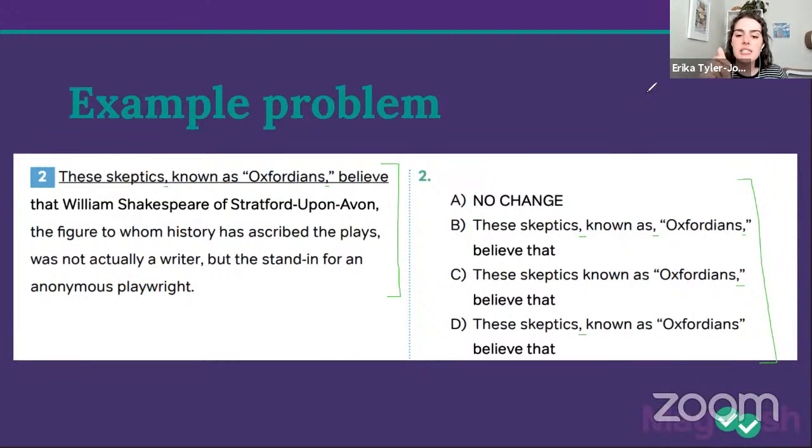Oh, and if you think it's the same sentence, that's answer choice A. That's no change. Oh, and sorry, that should be underlined. That is a mistake in these slides. Heads up, really good catch to the person who noticed that.